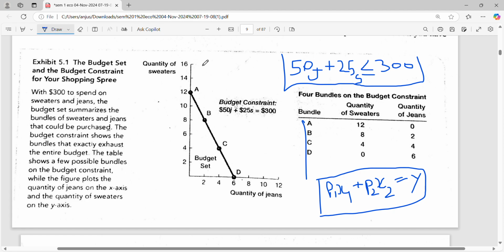So this is the graph. On the y-axis we have sweaters and on the x-axis we have jeans. Let's see how this graph is made first. From this graph we can see that with 300 to spend on sweaters and jeans, the budget set summarizes the bundles of sweaters and jeans that could be purchased. The budget constraint shows the bundles that exactly exhaust the entire budget. This triangle part, right? I'll take some other color.